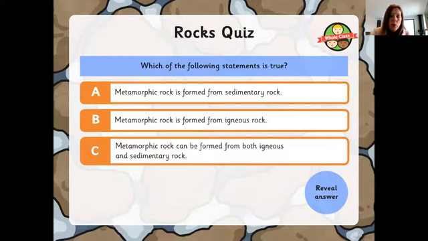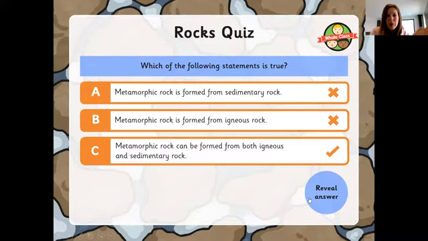Metamorphic rock is formed from igneous rock. Or metamorphic rock can be formed from both igneous and sedimentary rock. So is it formed from sedimentary? Is it formed from igneous? Or is it formed from both types of rock? There we go. It can be formed from both types of rock.